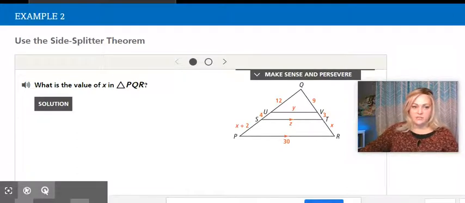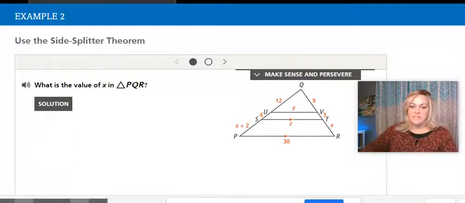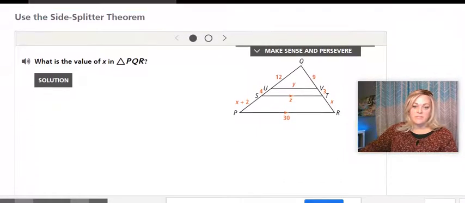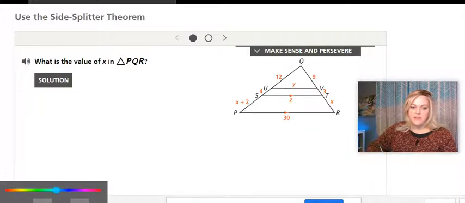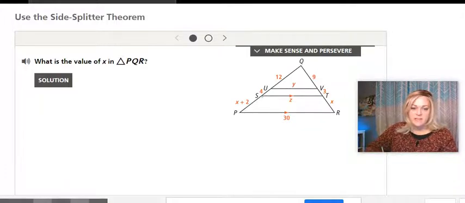Example 2, we're going to actually use the side splitter theorem. And remember, the side splitter is just that. It's splitting the sides of the triangle, but we're going to use the full sides. So let's look at these. It says, what is the value of x? I'm going to take this segment, and these lines are parallel, but this line where y is doesn't show any type of parallel symbol, so I can't assume that it is. So I'm going to take this bottom section, x plus 2, and compare it to this section from there. So bottom section compared to this full section.